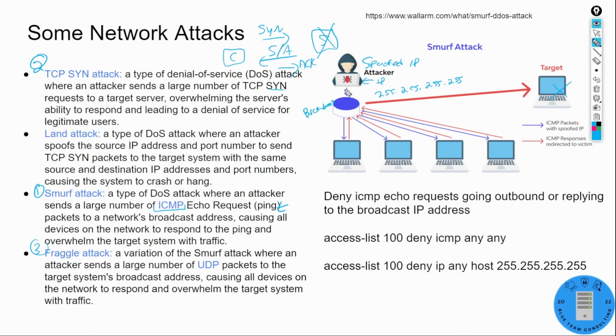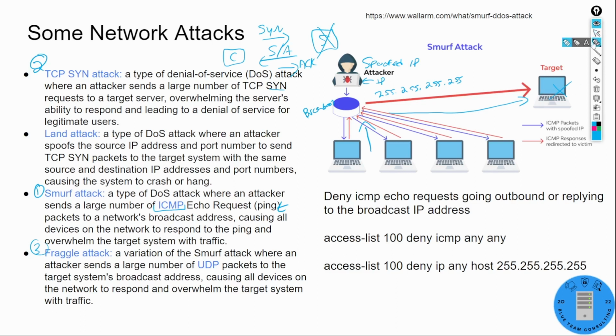And by sending the spoofed IP address to the network's broadcast to then go out to all of these devices, they are then going to ICMP echo reply back to that ping, and because they spoofed the IP to be the target machine, all of the echo replies are going to go straight to this target machine, and it's going to DOS it, and it's not going to be able to respond. It's just going to be completely overwhelmed with ping echo reply messages, and it's going to be DOSed that way.